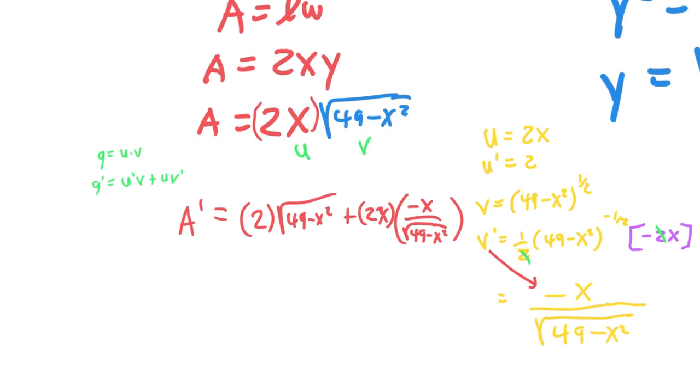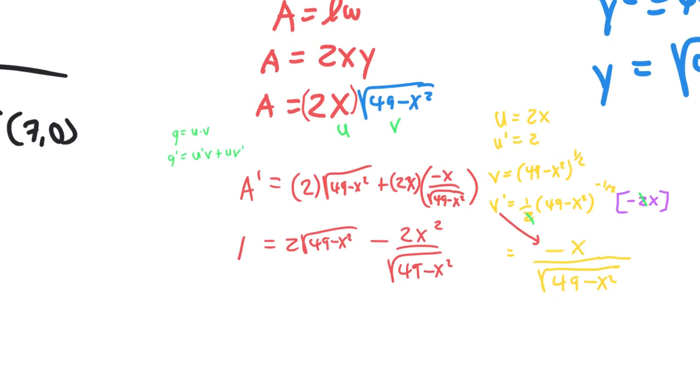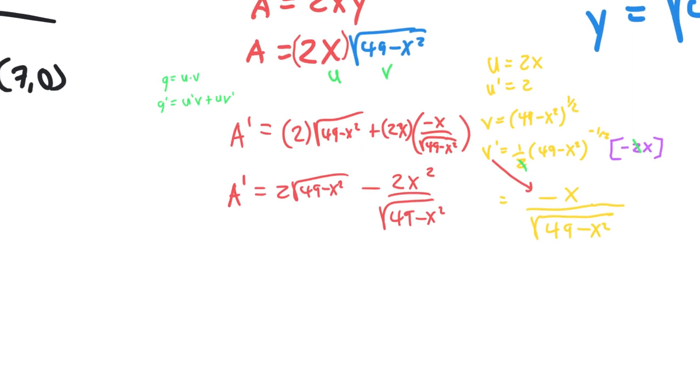Now, cleaning it up a bit, we have 2 times radical 49 minus x squared minus 2x squared all over radical 49 minus x squared. So that is a prime. Now, everyone knows we must set that equal to 0. So therefore, this whole thing is going to be equal to 0, but here's the deal.